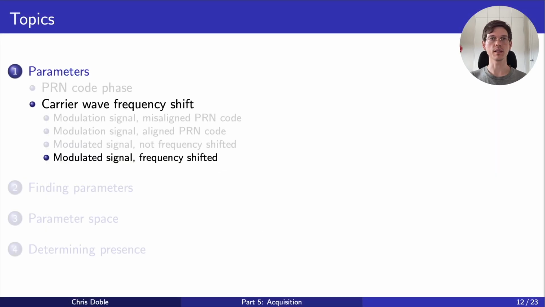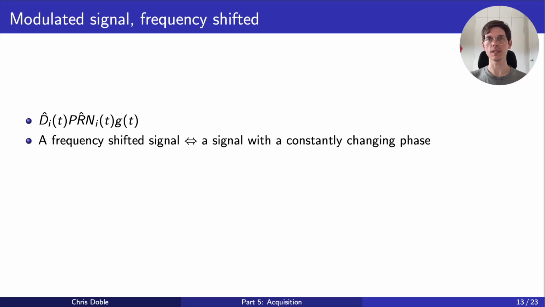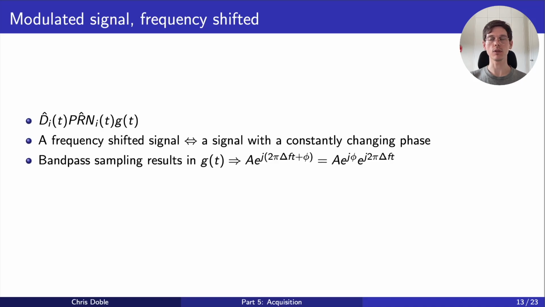For the fourth and final example, let's consider a modulated signal that is frequency shifted. I've replaced the term f(t) with g(t) to indicate this different frequency shifted carrier wave. As we discussed in the sampling video, a frequency shifted signal is the same as a signal with a constantly changing phase. Bandpass sampling will still replace the carrier wave with a complex constant, but the angle of that constant will change with every sample.